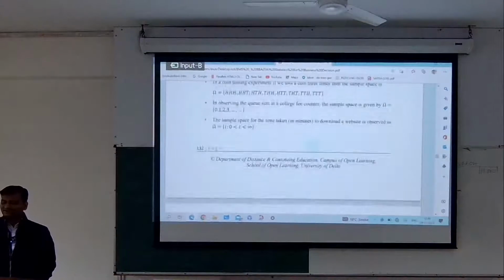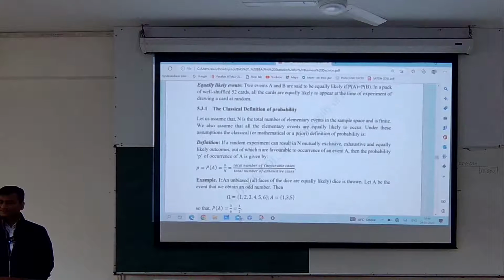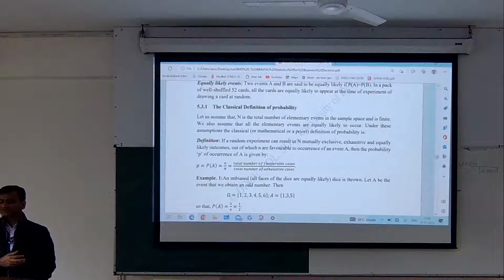If you know the total outcomes, and you know how many outcomes are favorable to that event, probability is very simple. If you have this type of situation where you have some assumptions, like in the basic definition, this is the classical definition of probability, which says that if a random experiment can result in n mutually exclusive, exhaustive and equally likely outcomes.